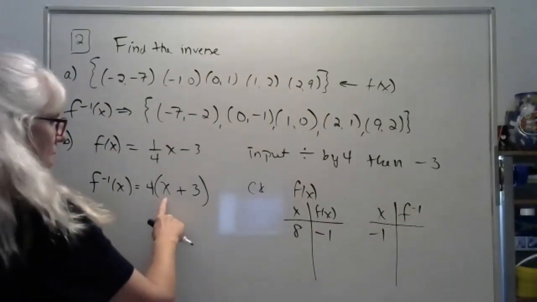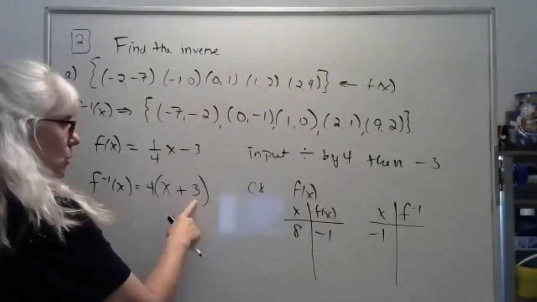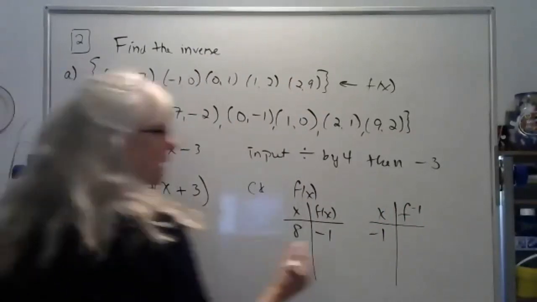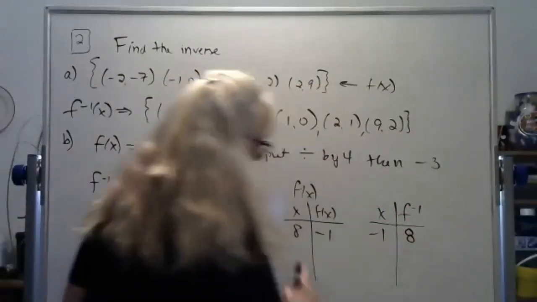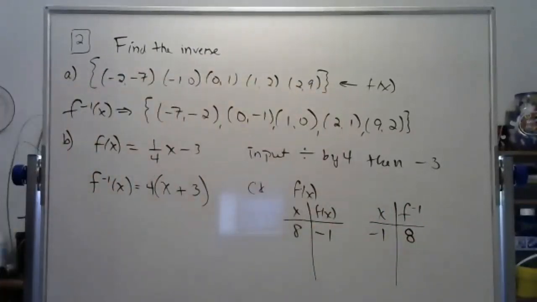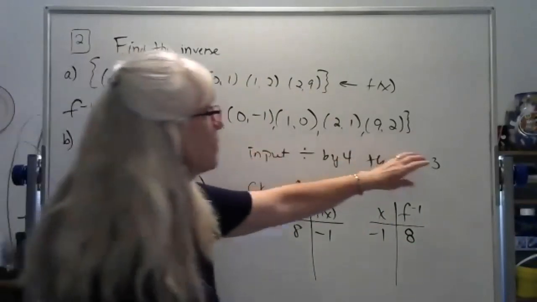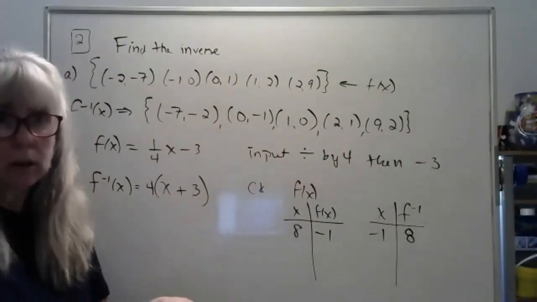Okay, so we're going to take negative 1 plus 3. That would give me 2. And 2 times 4 is 8. So sure enough, it checks because we can see the x and y values flipping. So this idea of looking at it from this point of view works really well when they're lines.